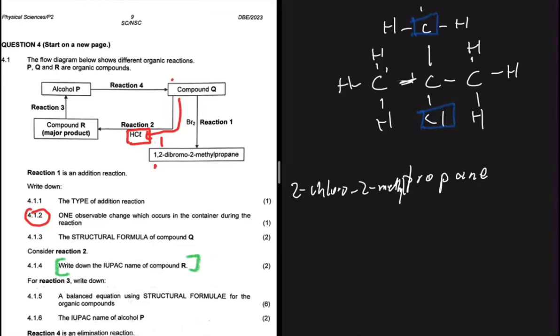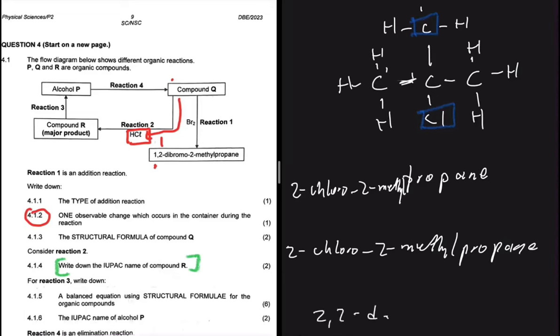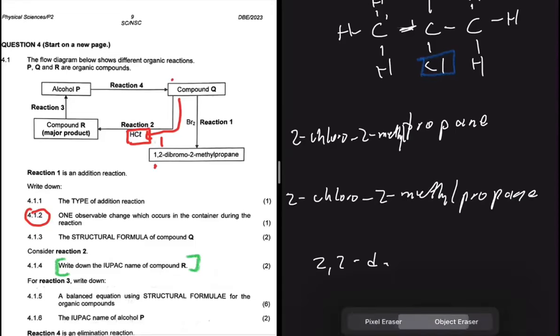It's easy to make a mistake when you're naming, so let me make sure that I'm not making any mistake. On the second carbon, I have chloro, and on the second carbon again, I have methyl, and then propane. We don't have to separate the letters with a dash. This looks fine, because I cannot say 2,2-di-something since I have a chloro and a methyl. If I had two methyls, I would say dimethyl. If I had two chloros, I would say dichloro. But this one is just going to be like this, right?